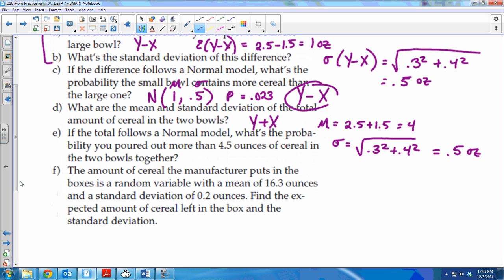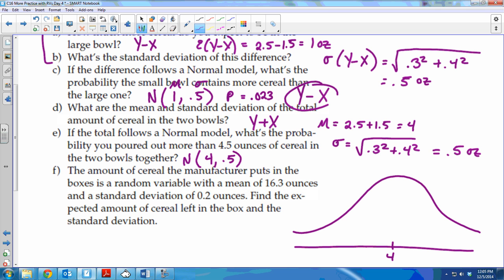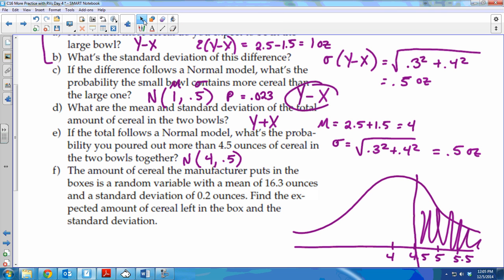So on part E, if the total follows a normal model, so N with a mean of 4 and a standard deviation of 0.5. What's the probability you poured out more than 4.5 ounces of cereal in the two bowls together? I think this question's easier if we draw the picture. The mean is 4. We've got 4.5, 5, 5.5. And we want to know 4.5 ounces or more, right? So then we're going to use our normal model in our calculator.